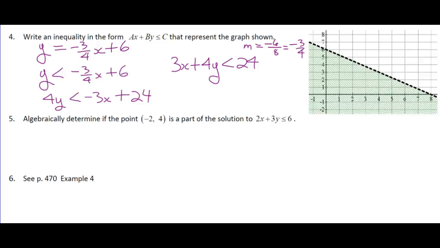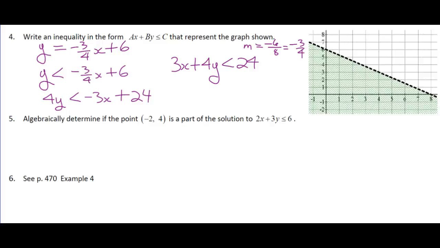Test point, 0, 0. Is 0 less than 24? Then this point is in the shaded region. The x-intercept is going to be x is 8, y-intercept 6. Yep. Right? So everything matches. It's all good. Right?